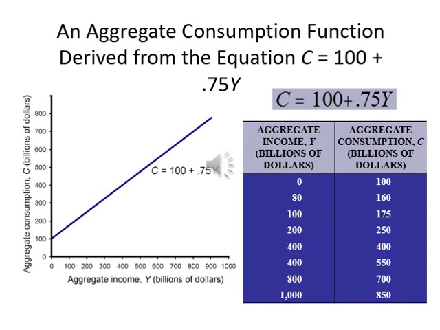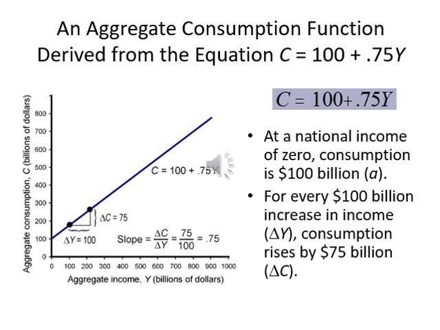An aggregate consumption function, derived from the equation C equals 100 plus 0.75 Y. At a national income of 0, consumption is $100 billion, A. For every $100 billion increase in income, dY, consumption rises by $75 billion, dC.